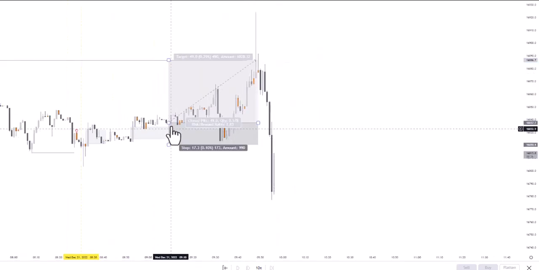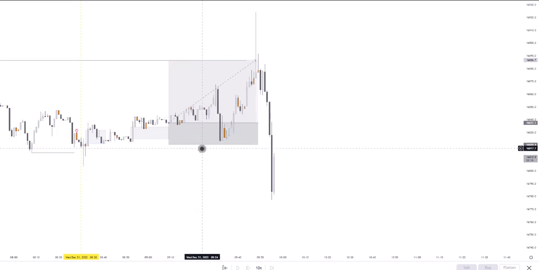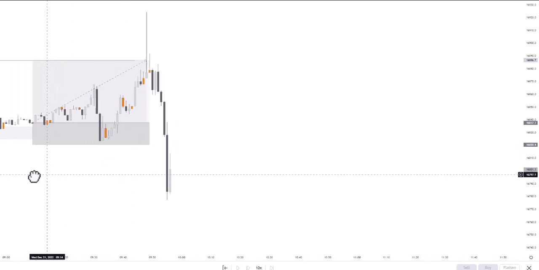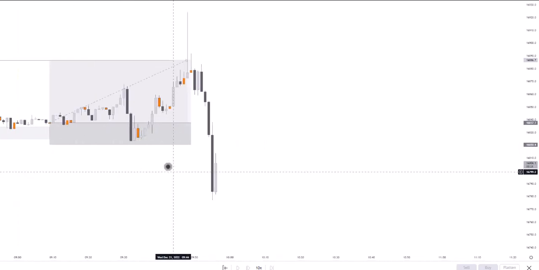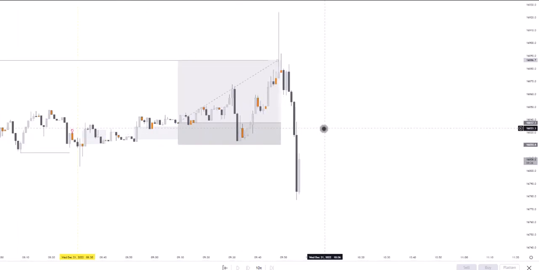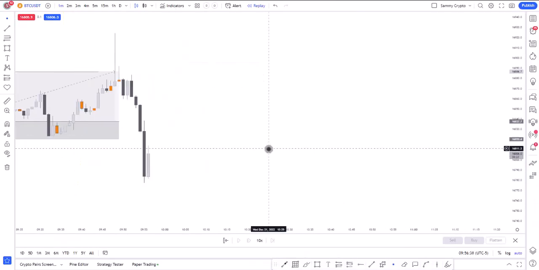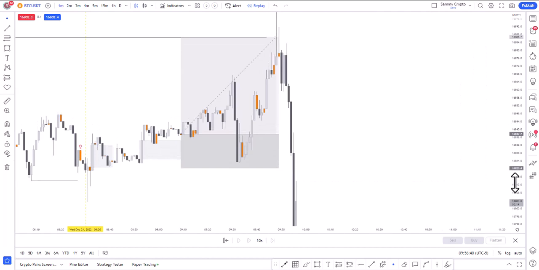So this is one of the benefits of not using a tight stop loss. You can see this trade would have been taken out if I had used a tight stop loss on this trade. This was where I entered.